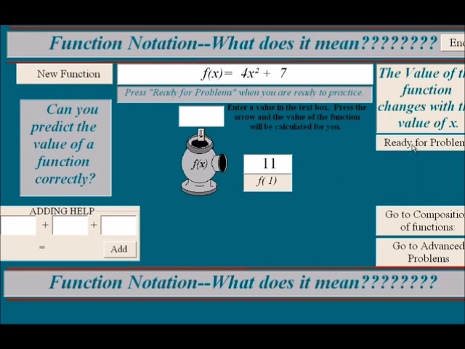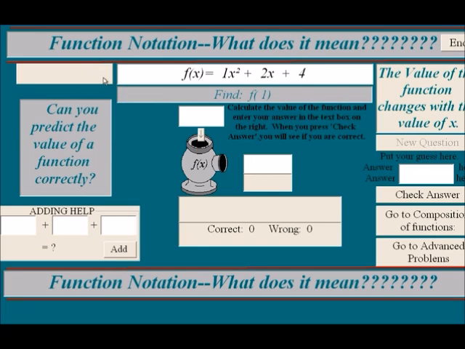When I push ready for problems, I can't change the function, and now it's asking me to find f of 1. So f of 1, if I can do it in my head, I hope I can. 1 squared is 1, plus 2 is 3, and 4 is 7. So I'm going to put my guess over here, and when I check the answer, the program is going to put that 1 into this machine. See, I don't have the ability to put it in there now. When I go to check, it's going to do it and see if mine matches what the machine got. And so now I've got one correct prediction.